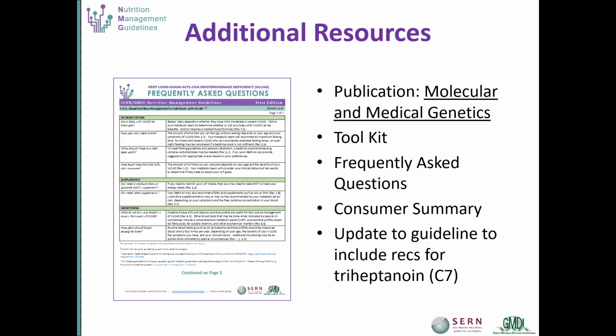Some additional resources, again, a publication is coming out in Molecular Genetics and Metabolism. There's also a toolkit, which Mary Sawa will talk about in the next installment. We also developed a couple of things for consumers, a frequently asked questions handout, which I have here, and also a consumer summary that can be used for patients. And then we also plan to update the guideline to include recommendations for use of triheptanoin, hopefully soon.